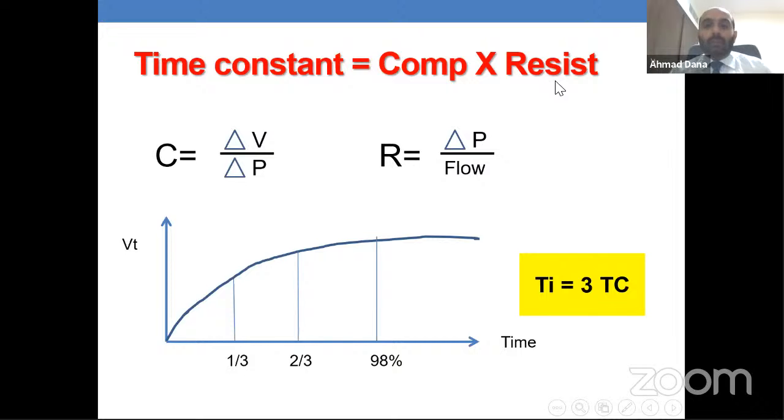Let us give another example, the resistance. If you have high resistance, let us say the tube is kinked or there are some secretions, an increase in the resistance means an increase in the time constant, which means that you will need a higher I time. And this is the way the ventilator gets the compliance, from the interaction between the delta P and the delta V, and the resistance from the delta P and the flow.